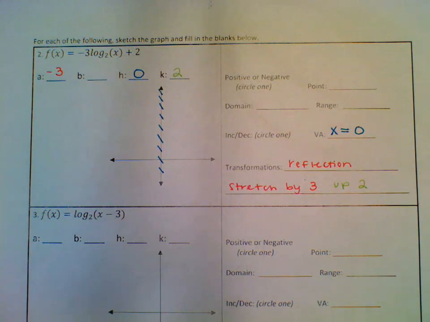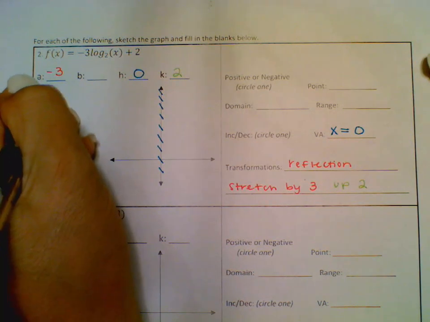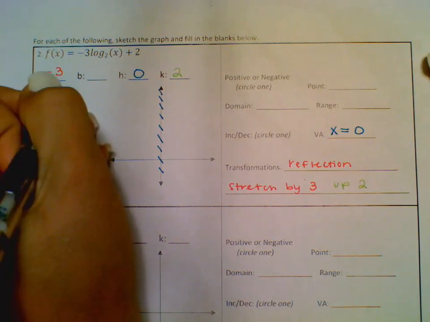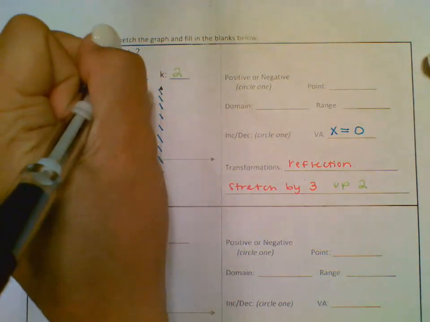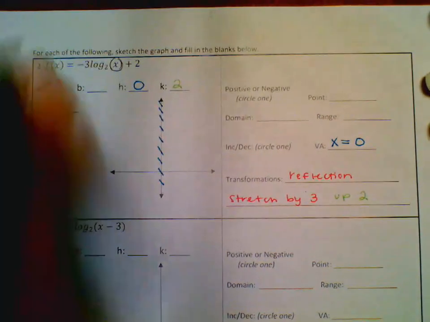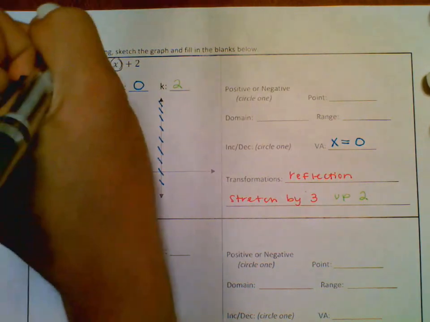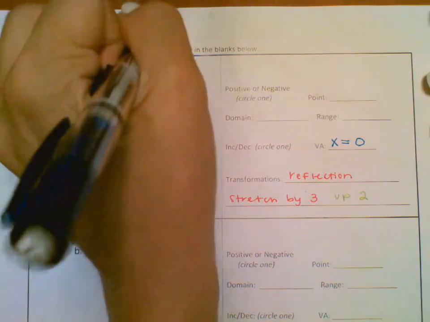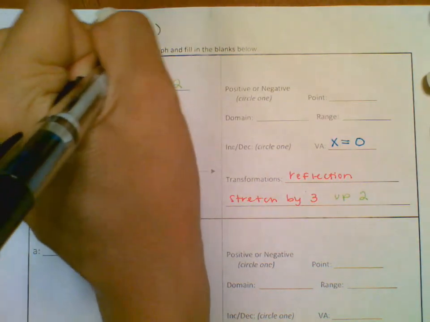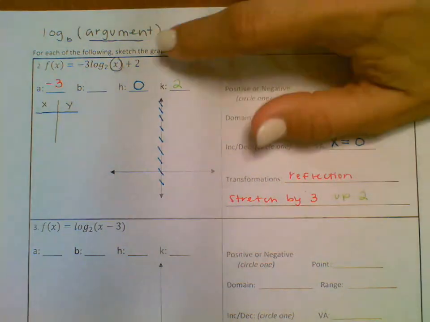The next thing we're going to do is find our point. To find the point, we're going to set the argument equal to 1. Just so you guys know, the argument is the part in parentheses. So if I have log base b, this part in parentheses is the argument. If I'm referencing the argument and you're like, what is an argument? It's the part in parentheses.